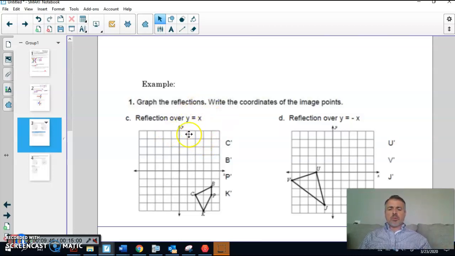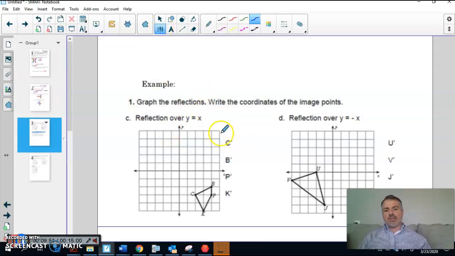Over here now, it doesn't want to reflect over horizontal or vertical. It's this y is equal to x, which I showed you in the warm-up. So y is equal to x, again, is going to cross right at the origin right here. And then the slope is 1, so you have a rise of 1, run of 1, rise of 1, run of 1. So it creates this line right here.